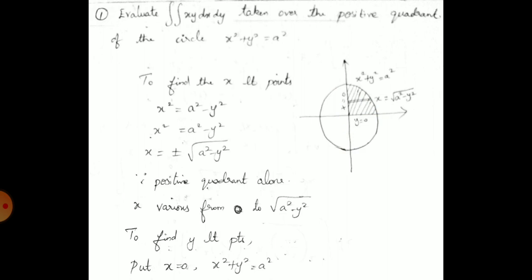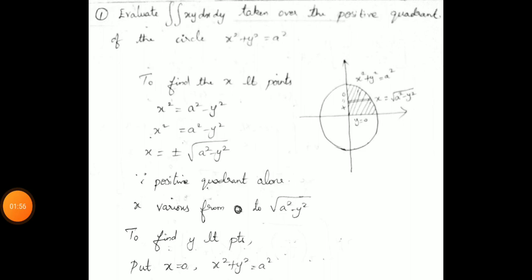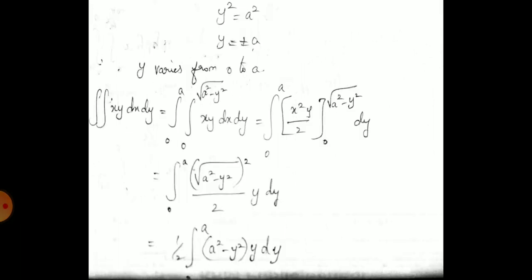So let us put x is equal to 0. Therefore x squared plus y squared equal to a squared. To find the y limit point, put x is equal to 0. So what will happen? y squared equal to a squared will come. So y equals plus or minus a, since the root and the 2 cancel. Therefore y varies from 0 to a.